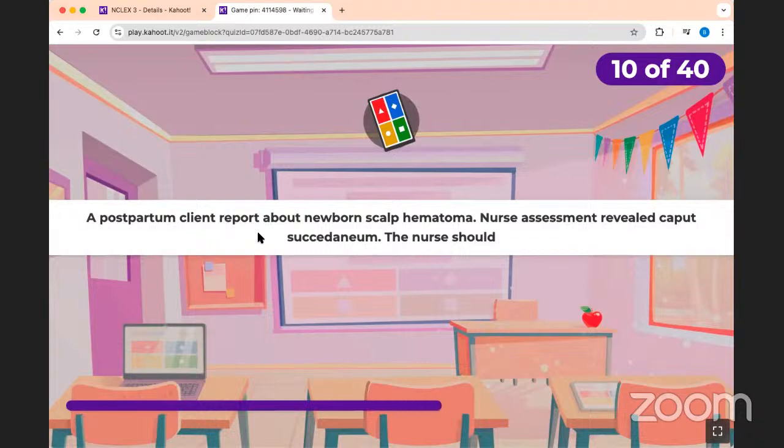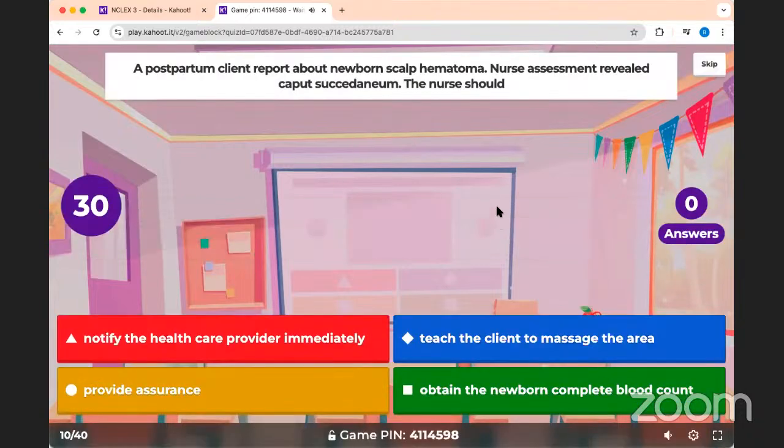A postpartum client reports a newborn scalp hematoma. Next assessment revealed caput succedaneum. The nurse does what next? Now, concept. What do you do when you see this? Caput succedaneum. Do you know what it is? Mother is worried about it. What do you tell her? Break down the question straightforward. What do you tell the mother?